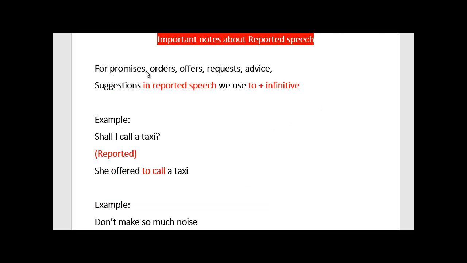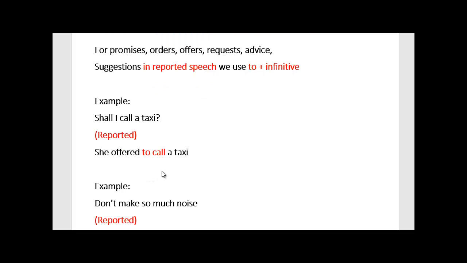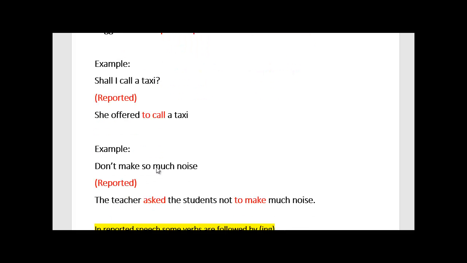Again, for promises, orders, offers, requests, advice, and suggestions in reported speech, we use to plus infinitive. "Shall I call a taxi?" becomes "She offered to call," to call, okay? And another example: "Don't make so much noise." "The teacher asked the students not to make." And we used "asked" here.